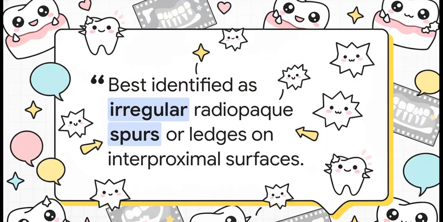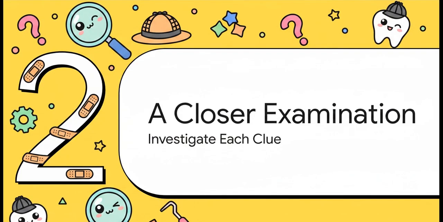We're on the hunt for rough, spiky, uneven white spots. Now, this little quote here is the expert's secret, the key piece of intel. We're looking for irregular radio-opaque spurs or ledges. Radio-opaque is just a fancy word for something that looks bright white on an X-ray. So I want you to picture little white spikes or maybe tiny shelves sticking off the sides of the teeth, especially in those tight spaces between them. All right, our diagnostic toolkit is ready to go. Time to put on our detective hats and start investigating each of our 7 potential clues, one by one. Let's be methodical about this.